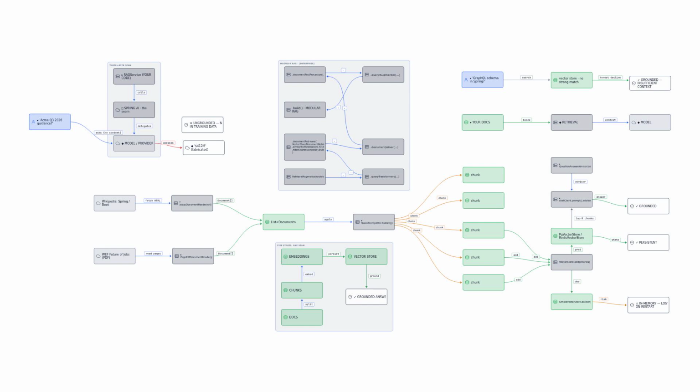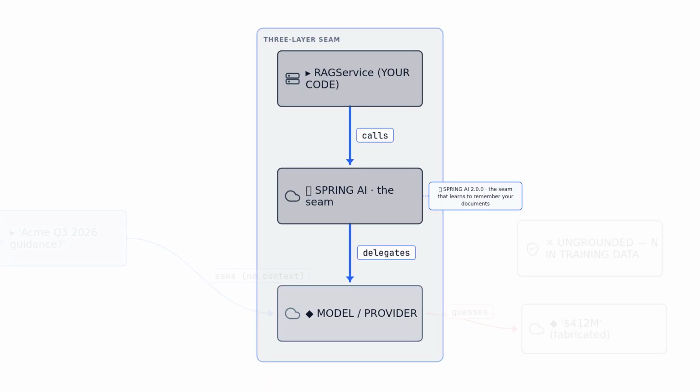Episode 6, RAG with Spring AI. Turn enterprise documents into searchable AI memory. Same 3 layers as every episode. Your code on top, the model at the bottom, and Spring AI as the seam in the middle. This time, that middle layer learns to remember your documents.